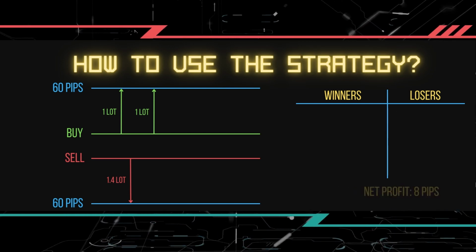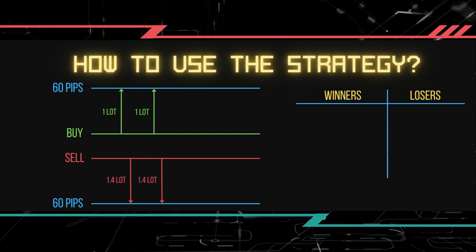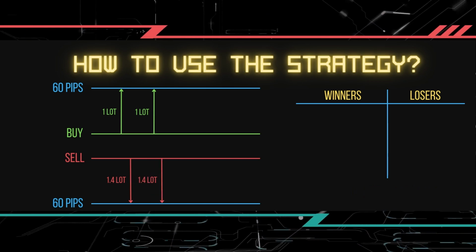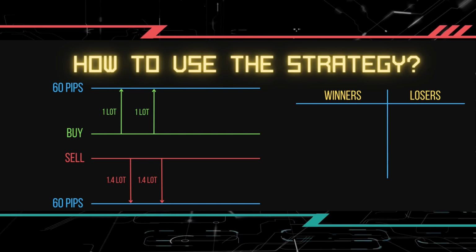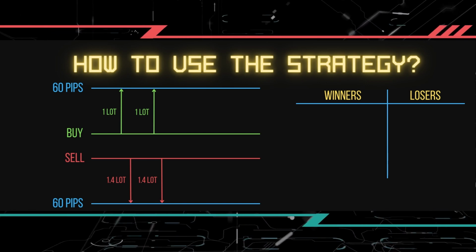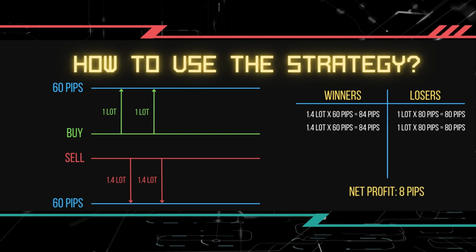However, if the price goes back down to the sell trade entry level, we will enter another sell trade with a lot size of 1.4 and the same take profit level. If the price touches the sell trade take profit level, this will give us a profit of 8 pips.